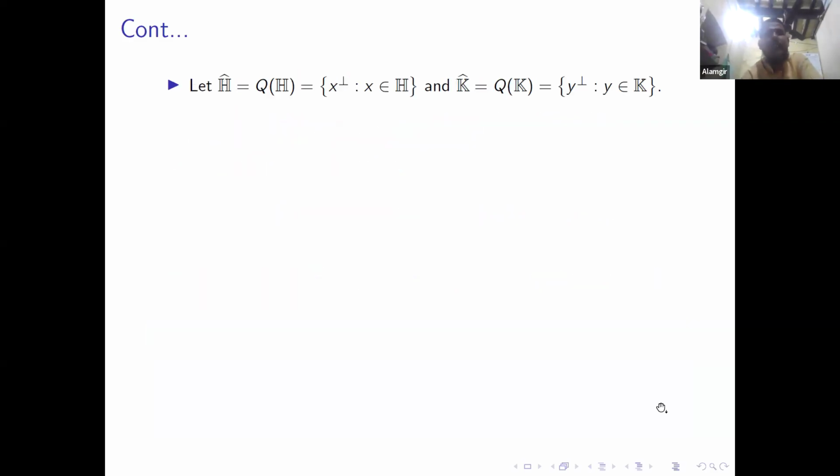Now let us consider the collection of hyperplanes, denoted by H-hat, which is the image of H. That is, we consider the hyperplanes X-perp, where X belongs to H. And K-hat is the image of K with respect to Q. So actually we consider those hyperplanes Y-perp where Y belongs to K.